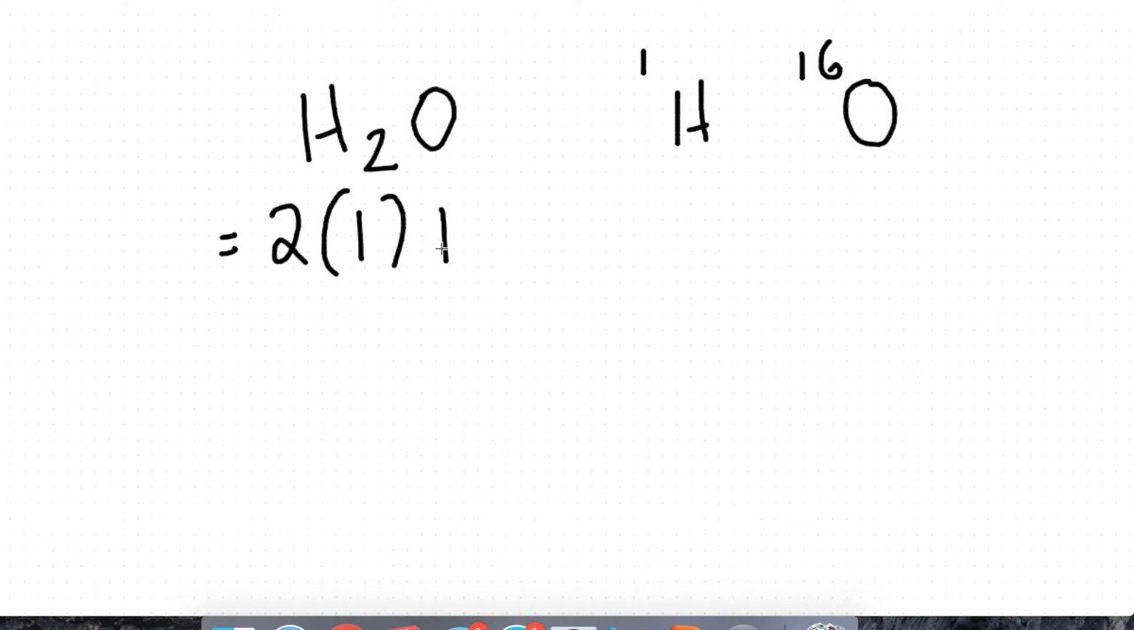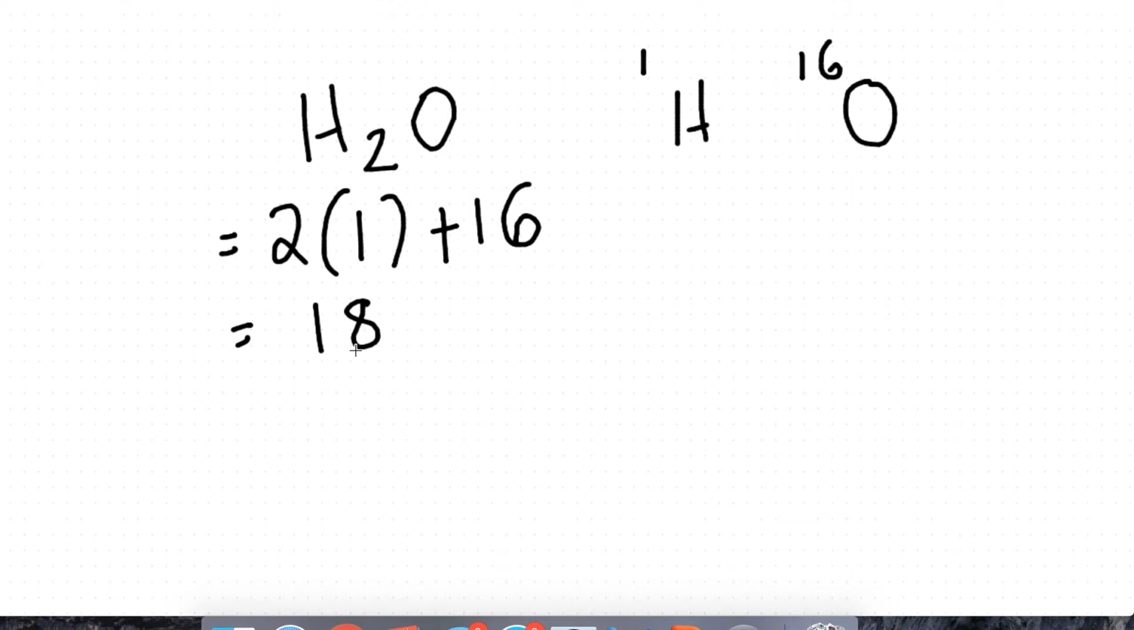So add the mass of the 2 hydrogen atoms and the 1 oxygen atom, and remember, this is mass. What is the mass of hydrogen? 1. What is the mass of oxygen? 16. So relative molecular mass is 2, because of this 2 over here, multiplied by 1, which is the nuclear number, plus the nuclear number or the mass of oxygen, which is 16, gives us 18. This is how we find relative molecular mass for a compound.